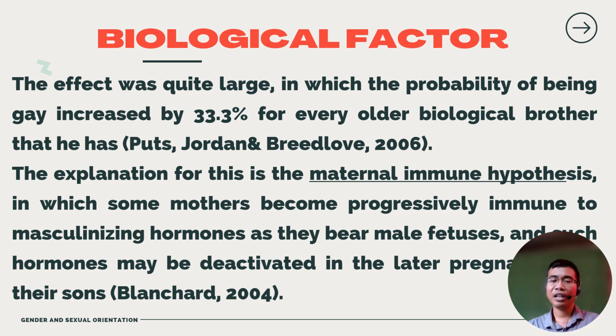The explanation for this is the maternal immune hypothesis, in which some mothers become progressively immune to masculinizing hormones as they bear male fetuses, and such hormones may be deactivated in the later pregnancy of their sons. Okay, so the amount of androgen present in the body of a mother decreases, because the androgen was used up by your earlier siblings. In that case, only a little is left for you. So that's the tendency. Okay, so that's a probability.